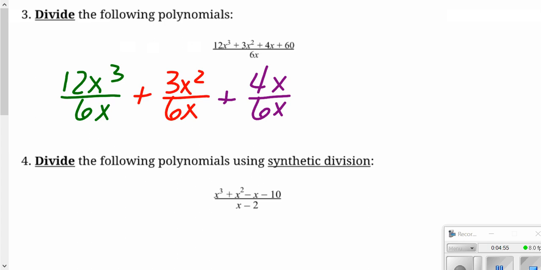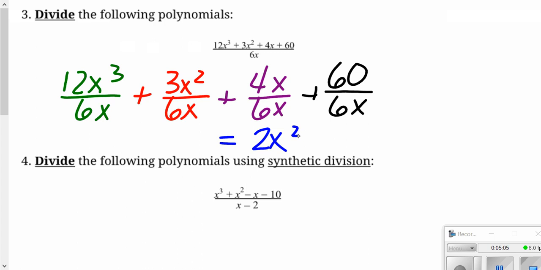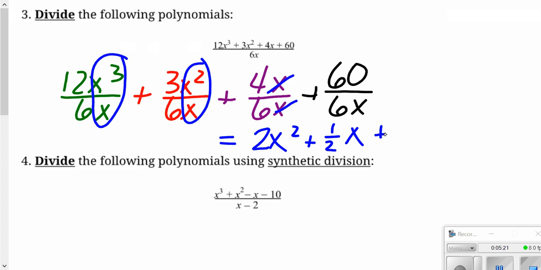Okay, so each thing on top is divided by the monomial that you have in the bottom, which would give us 2x squared. It would give us, so 3 over 6, that's like a half. So a half, and then x squared over x is just an x. Just like back here, x cubed over x is x squared. Here, these x's would cancel. 4 over 6 is the same as 2 over 3. And then here, I would have 60 divided by 6, just 10 with an x on the bottom.